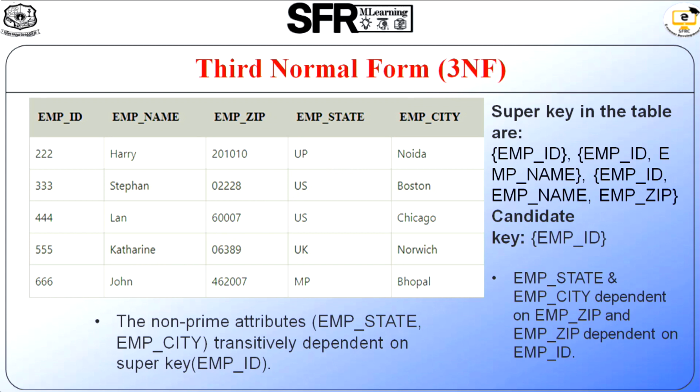In this table, we'll list out the super keys first. Employee ID alone is a super key, and employee ID and employee name is also a super key, and again employee ID, employee name and zip code together we take as a super key. From this we will list out the candidate key. So employee ID is the candidate key. In this one, employee state and employee city are dependent on employee zip code, and the non-prime attributes employee state and city are transitively dependent on employee ID. Why do we say this is transitively dependent?